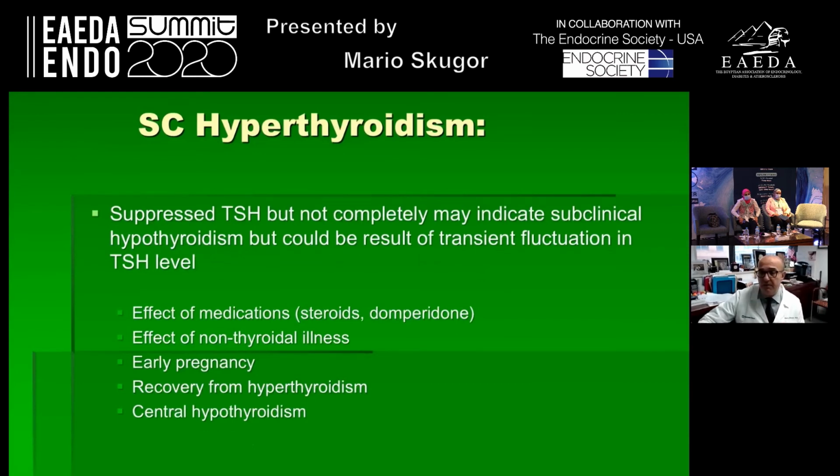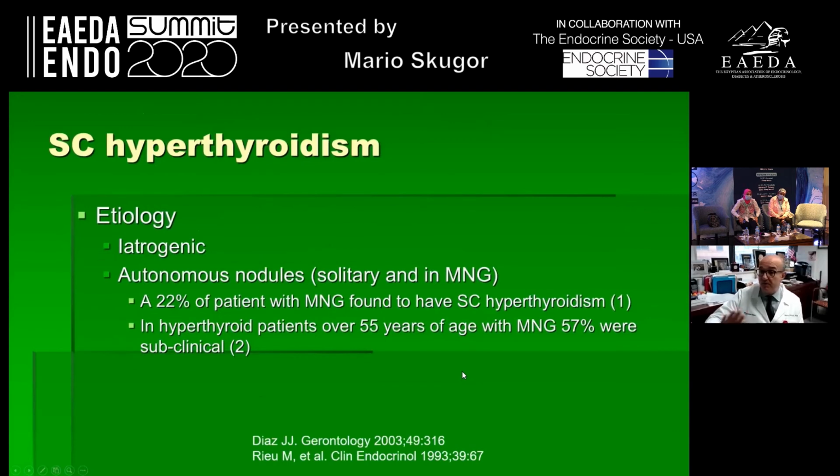full-blown clinical hyperthyroidism. But also you have to, again, keep in mind that there will be some transient fluctuation in TSH levels. So again, I mentioned the effect of medications, steroids, domperidone, the effect of non-thyroid illness, acute thyroid illness, early pregnancy, recovery from hyperthyroidism, and central hypothyroidism. So these are, again, repeating, those cases when the TSH could be suppressed, but there will be no hyperthyroidism.